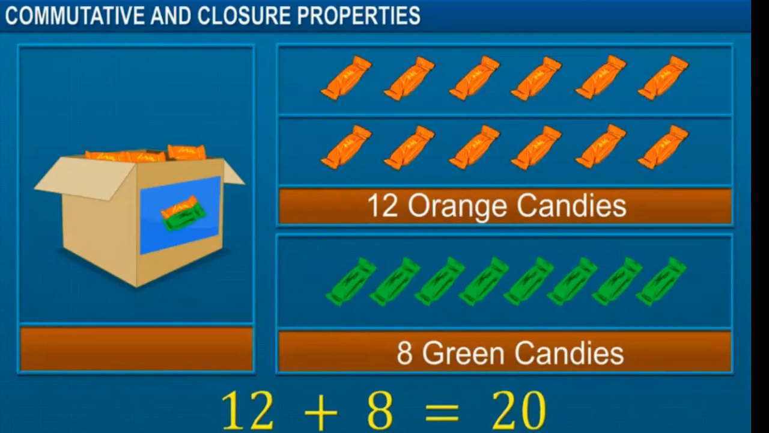If we add 8 plus 12 or 12 plus 8, our answer will be 20. Okay, 20 itself. So this is called commutative property.